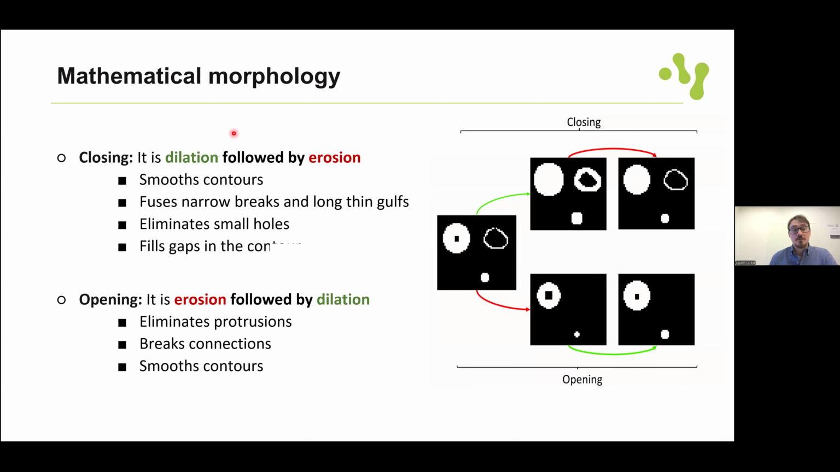You can also combine these operations one after the other. One is called closing and the other one is called opening. So closing is a dilation followed by an erosion. And what you do in that case, for example, if you have holes and you dilate this, you will fill in the hole. And when you erode it, you will get something very similar to the original shape, but without the holes. It's very good for smoothing contours or fusing narrow gulfs or filling in holes. The opposite operation is also possible, and it's good for eliminating protrusions or bridges or very small things.